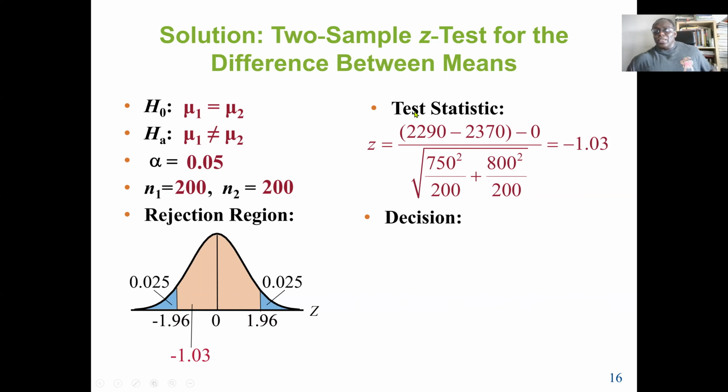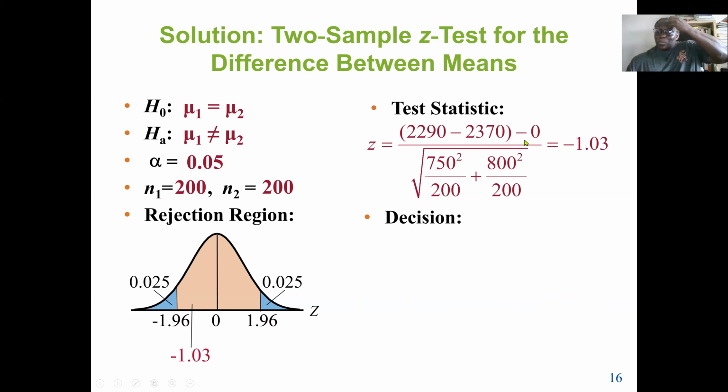Again, we saw the formula here in our previous slides. The test statistic means the difference of the two samples. Here they give the first sample for female 2290, then 2370, the difference.